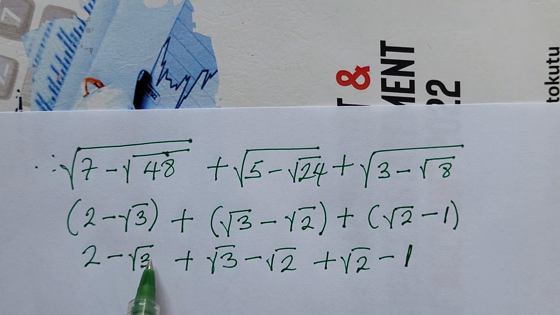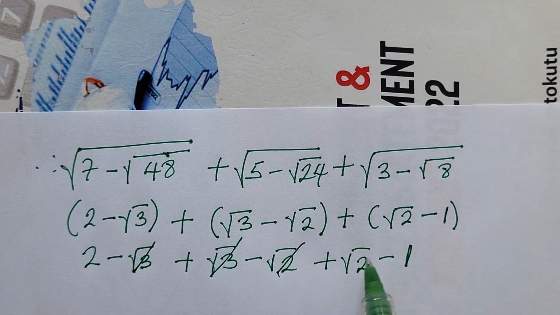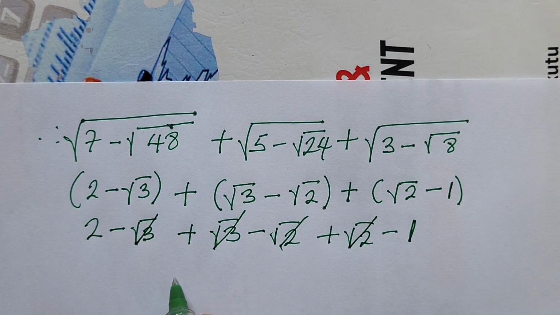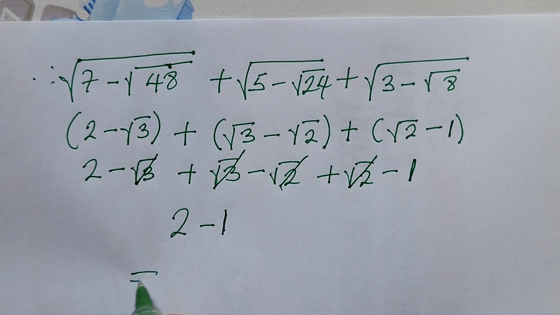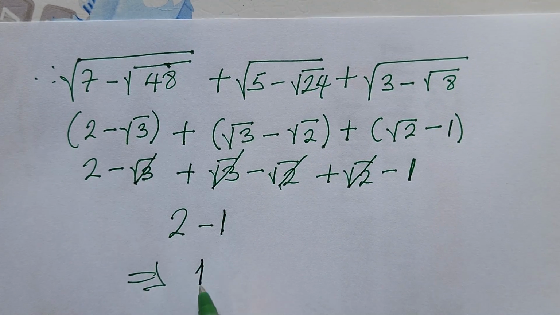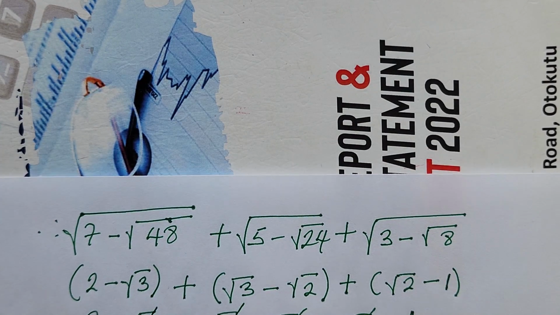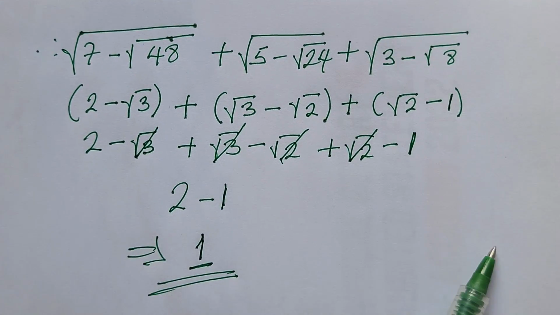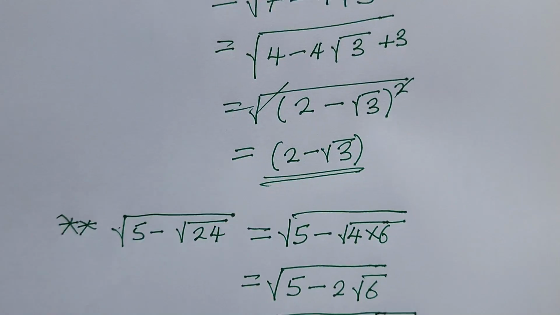Here we have minus the square root of 3, so this and this will leave. Then this and this will leave. So we now end up having 2 minus 1. So this now implies 1. So the whole of this simplification will lead to 1.